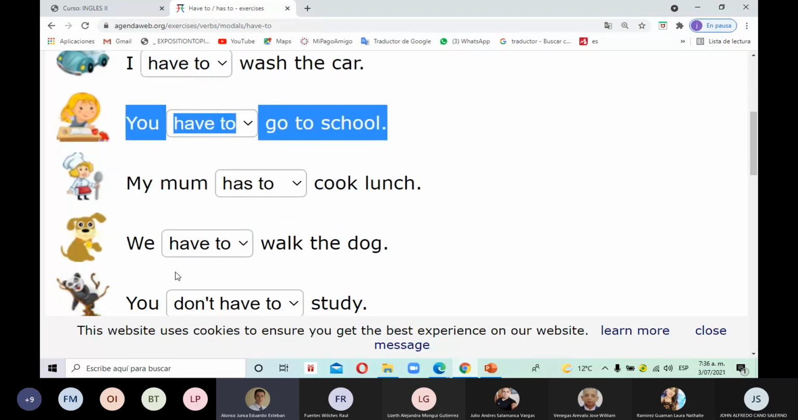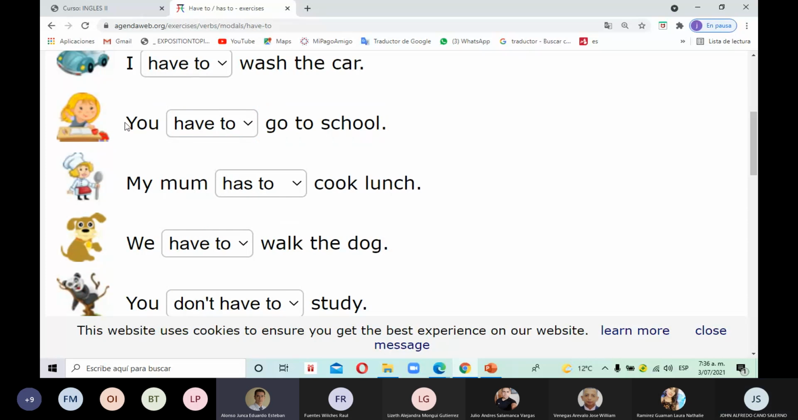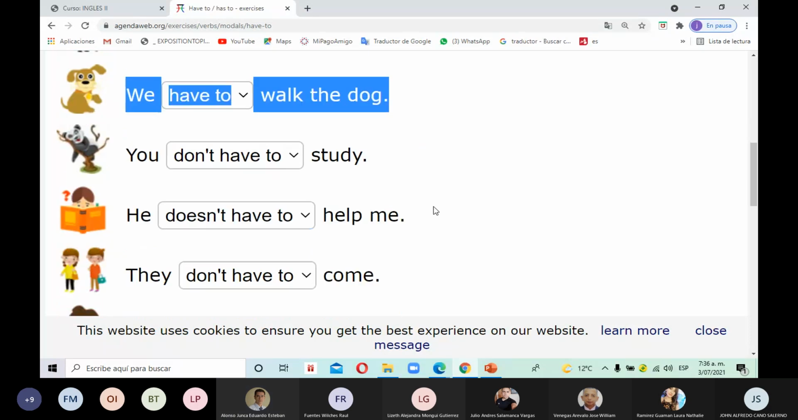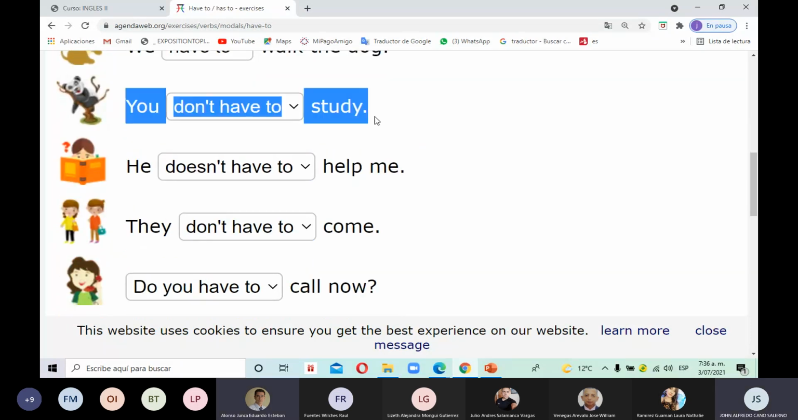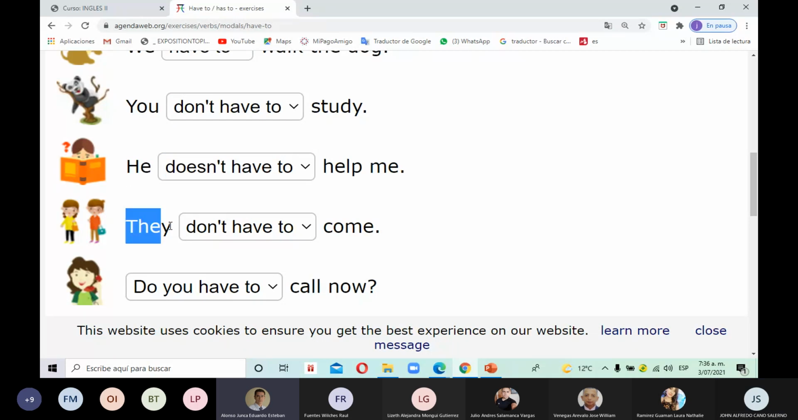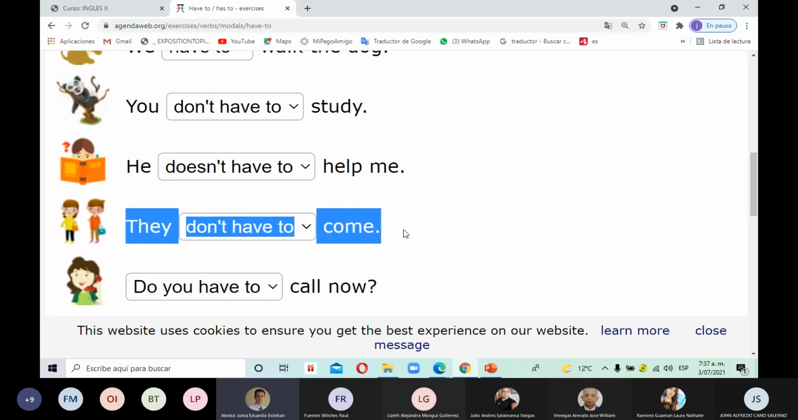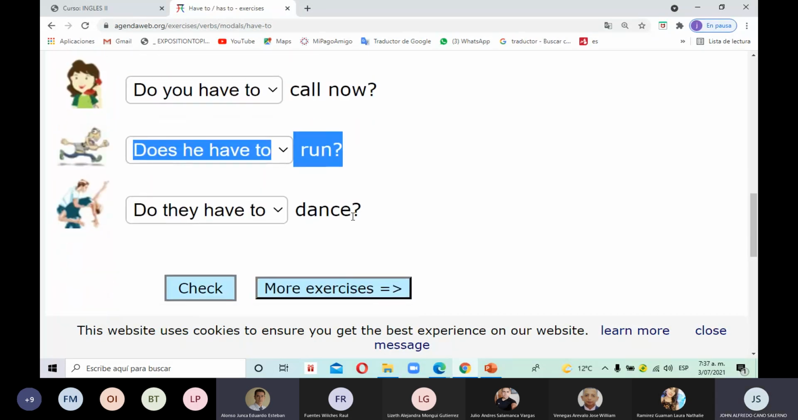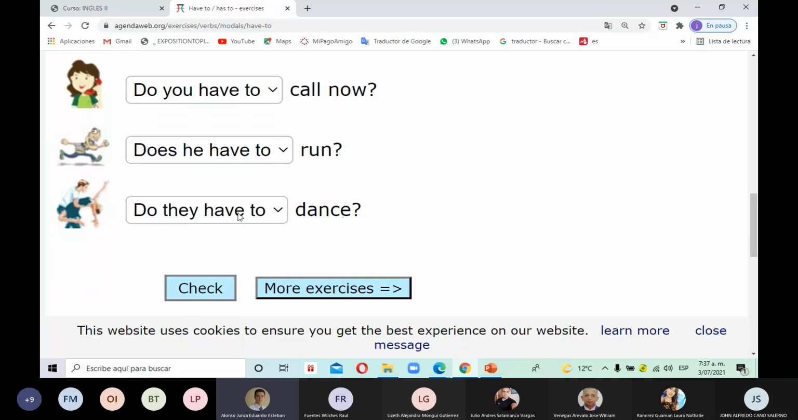I have to go to school? No, you. You have to go to school? Yeah, continue. My mom has to cook lunch? Yes. We have to walk the dog? You don't have to study? Yes. He doesn't have to help me? Okay. They don't have to come? Do you have to call now? Does he have to run? Do they have to dance?